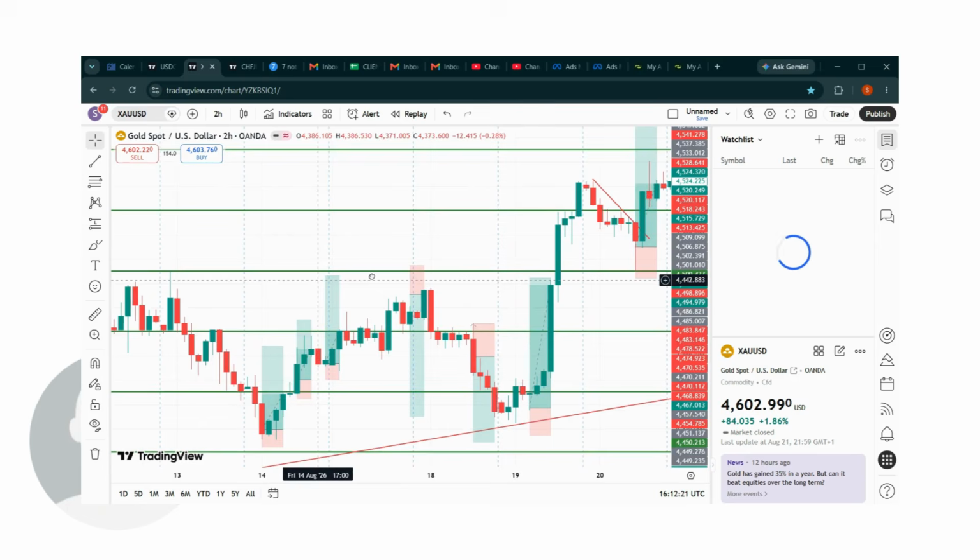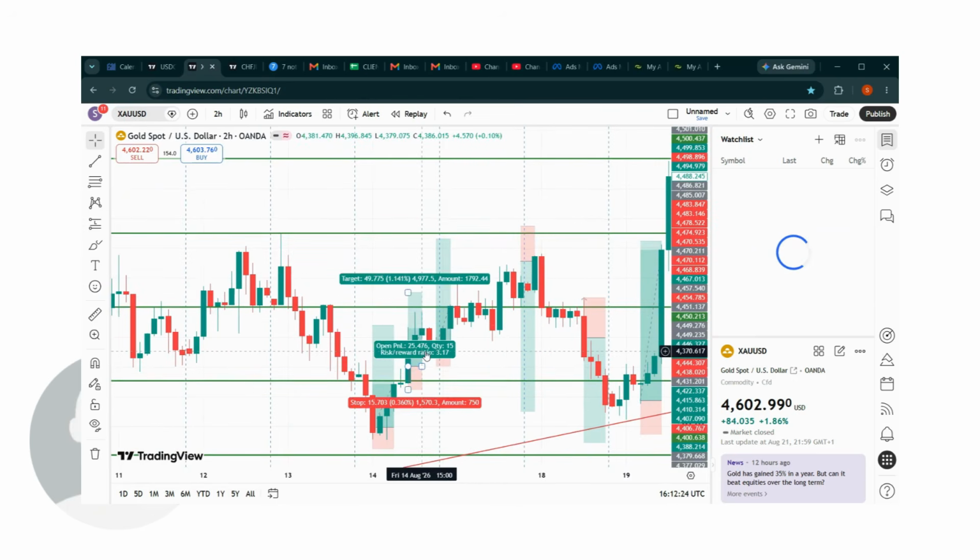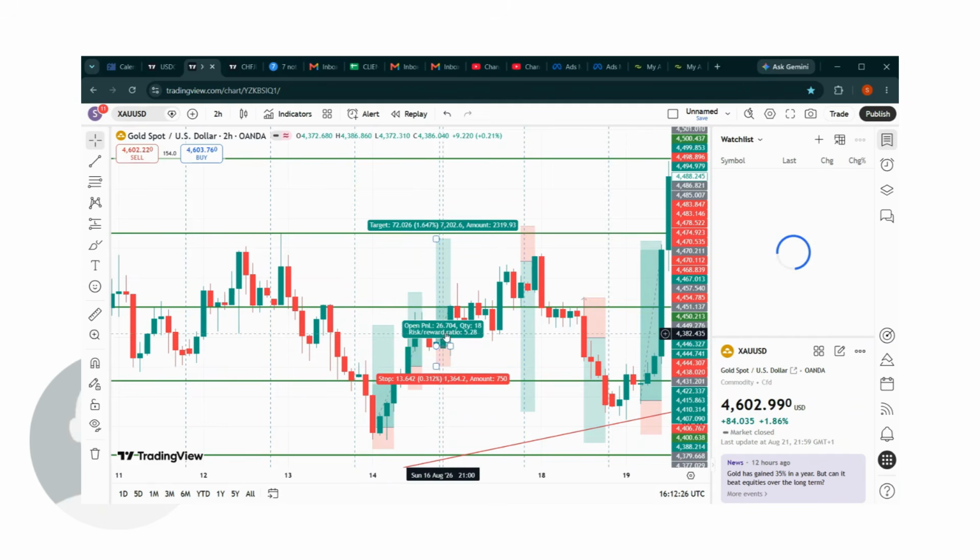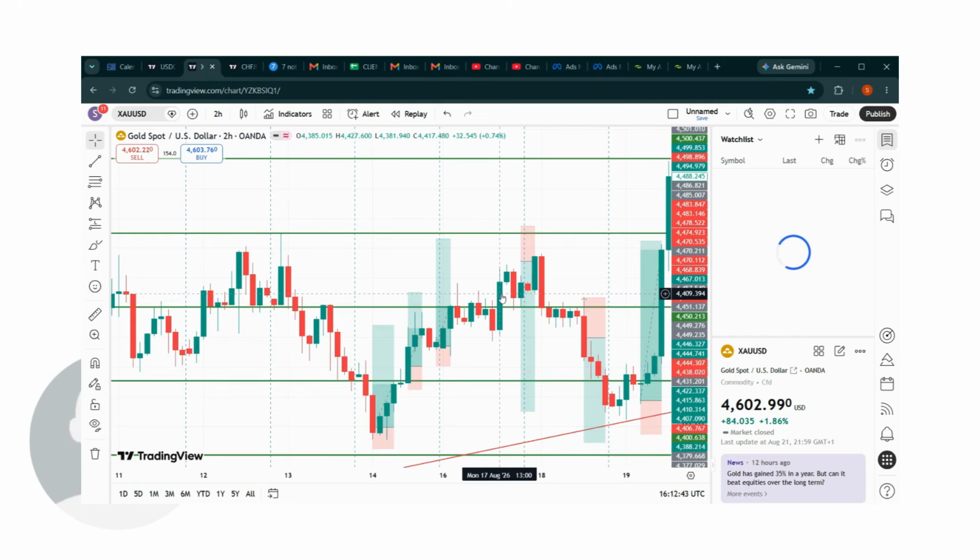Do not forget last week gold was selling around here, if I'm not mistaken. This is Sunday the 16th, and the new week we began was the 17th. You can see it below.